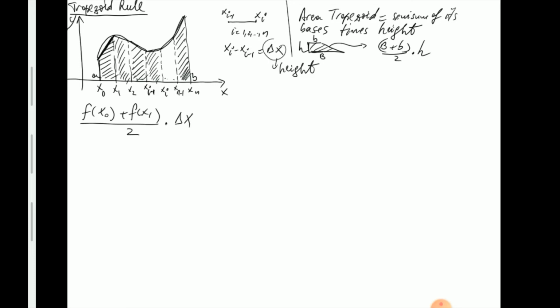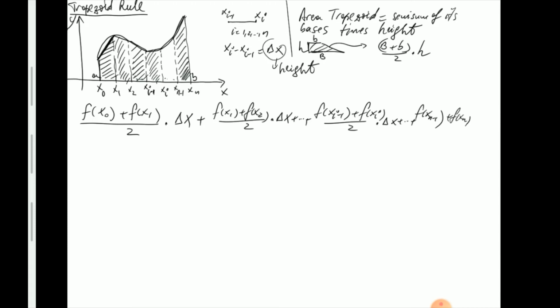That's the first trapezoid, and then we add the second. F of x1 plus f of x2 divided by 2 times delta x. The generic one in the middle will be f of xi minus 1 plus f of xi over 2 times delta x, all the way up to the last one, f of xn minus 1 plus f of xn over 2 times delta x again. So we need to write this in the more compact form.